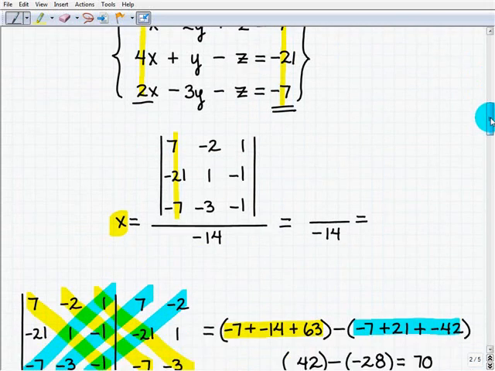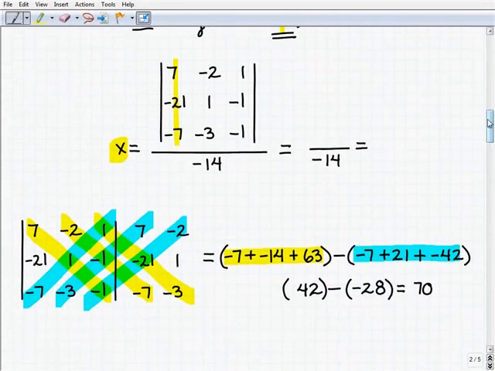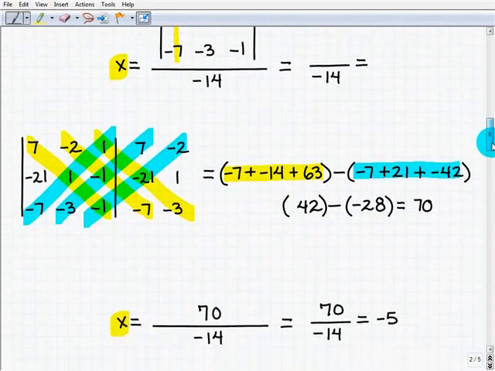Okay, so let's go ahead and see what I got. Here it is. I set up using the diagonal method. You can see my work, and when everything's said and done, I got a +70. All right, so we're solving for x.